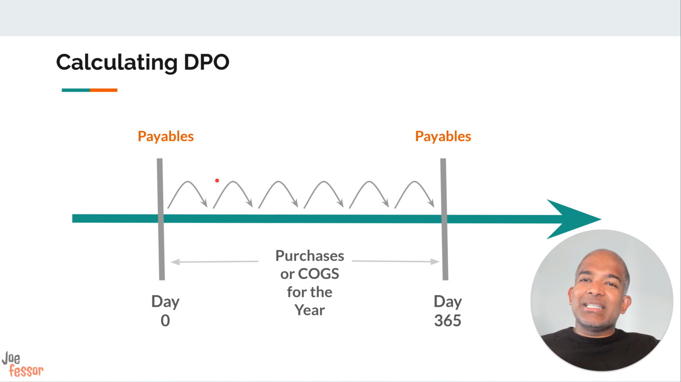Now that we understand what DPO represents, let's talk about how we can calculate it using data from financial statements. To calculate DPO, we need two key pieces of information: average payables and purchases. Okay, why average payables? Just like we've seen with receivables and inventory, payables fluctuate throughout the year. To get a representative figure, we take the average of the payables at the beginning of the year, which is technically the end of the previous year, along with the end of the current year.